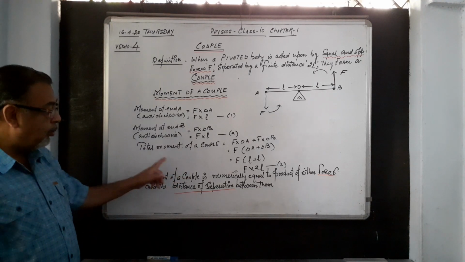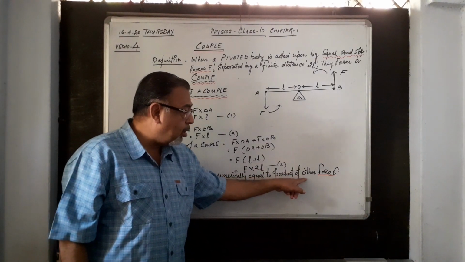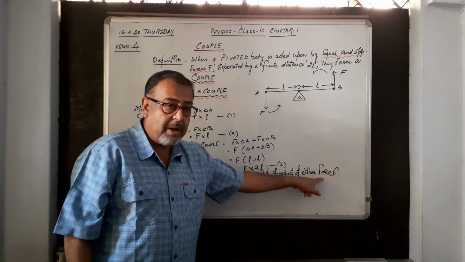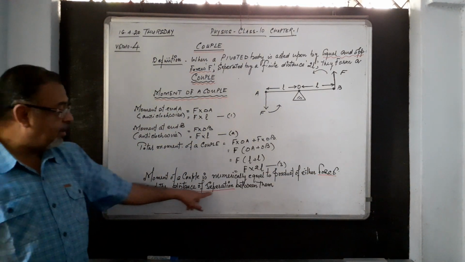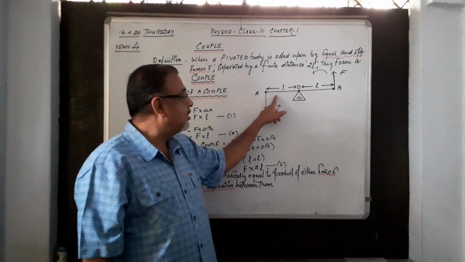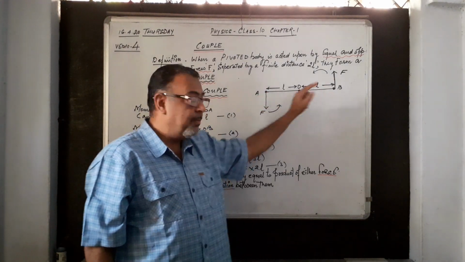Moment of a couple, or moment of a torque, is numerically equal to the product of either force, which I have underlined here, and the distance of separation. The distance of separation is the distance measured between A and B.